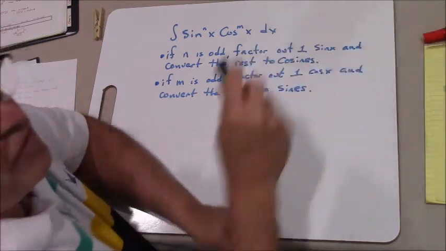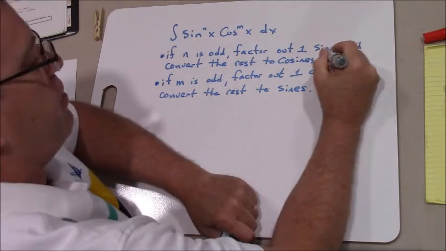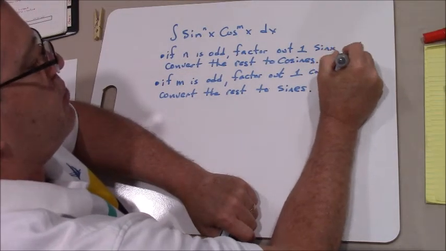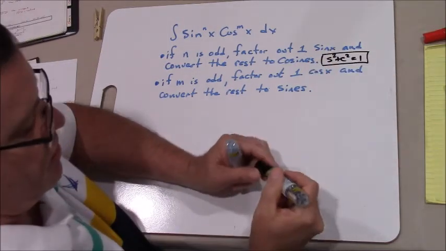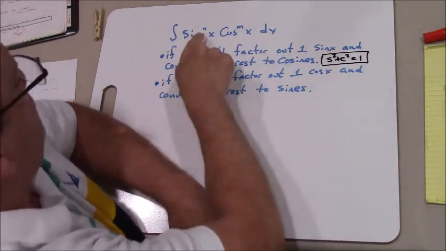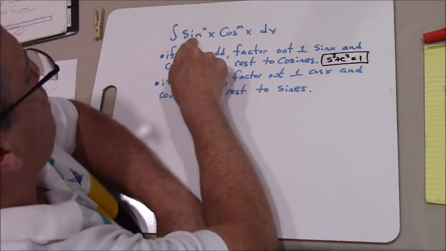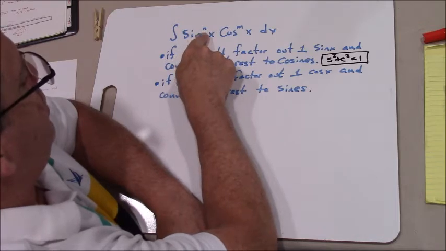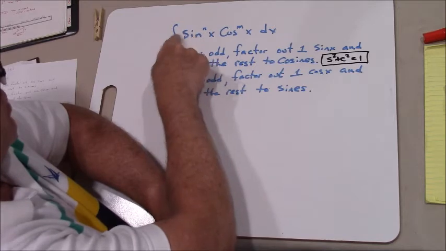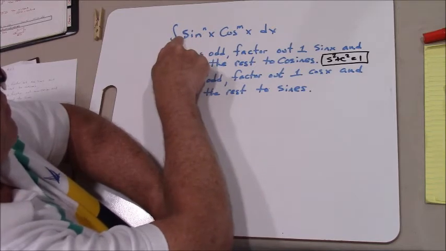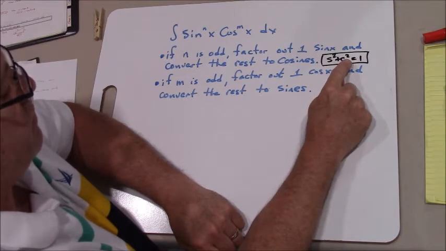When we say convert the rest to cosines, I mean using the Pythagorean identity. Sine squared plus cosine squared equals 1. That's what we'll use to convert the rest. So like if this was an exponent of 3, I would factor one sine out. I'd have a sine squared of x left. Now when I say factor it out, I don't mean to the outside. I mean just put it in front here. And then I would use this to convert the rest to cosines.